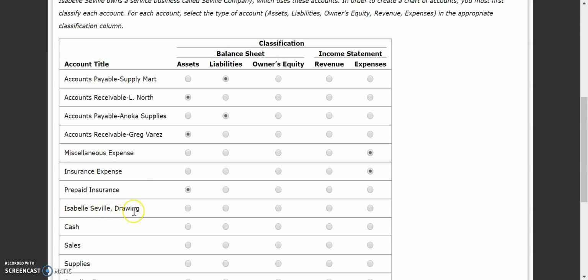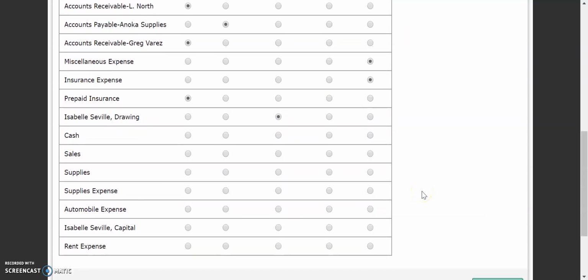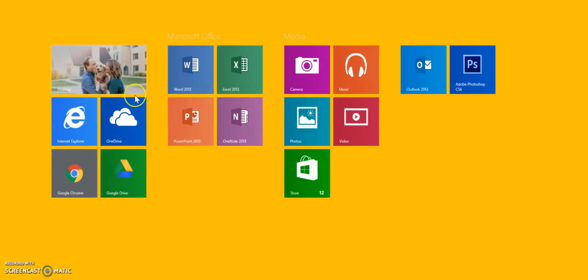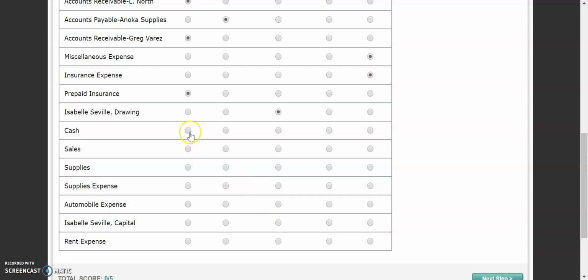Isabel Seville, her drawing account. Remember that drawing is when a business owner withdraws money from the company to pay themselves. We classify that as an owner's equity. Next up is cash. Cash, of course, is an asset.